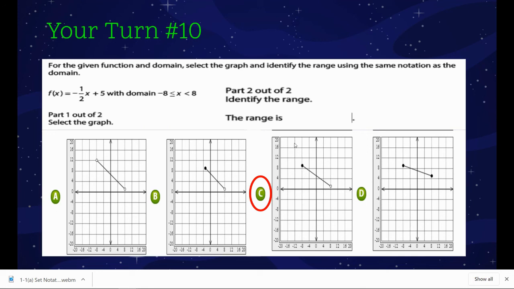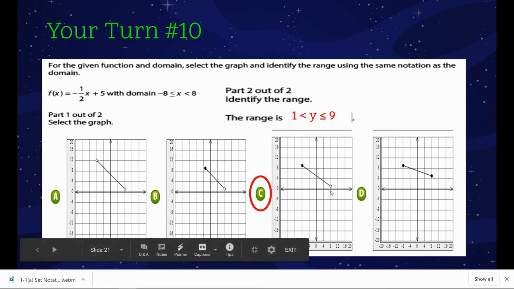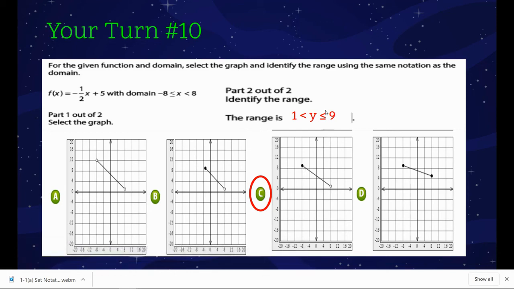And when you're looking at it, we want to use the same notation. So what kind of notation did they use? It was inequality notation. So therefore our range needs to be in inequality notation. And the range is between 1, and we can guess that because it's basically closest to 0 and not quite halfway, so there's 1, and it is less than because it's an open hole. Then we move up and we get to 9, which is 1 above 8, and it is a closed hole, so it's less than or equal to.